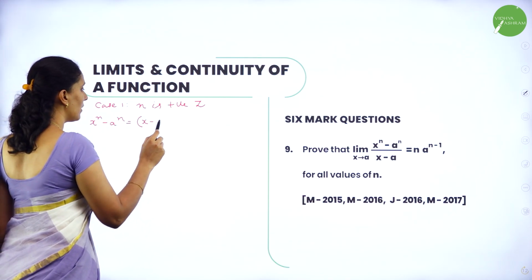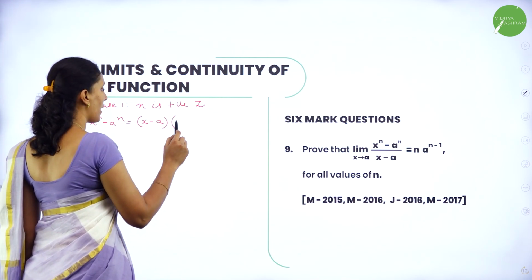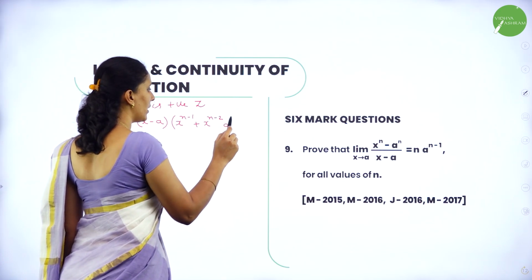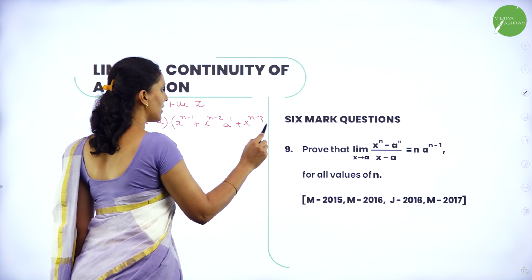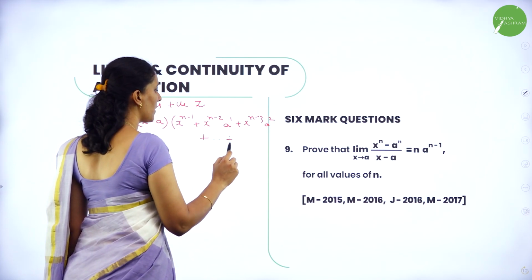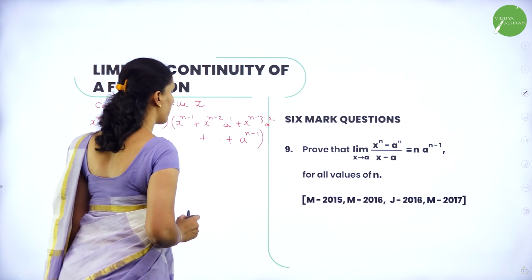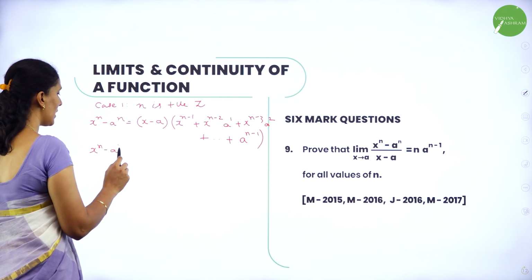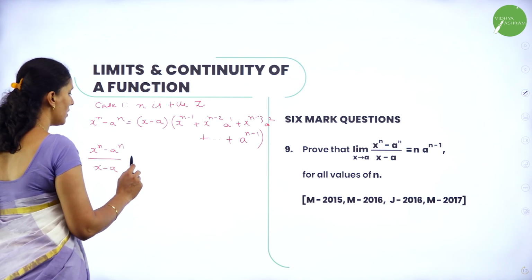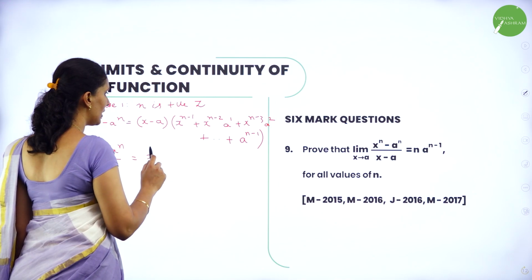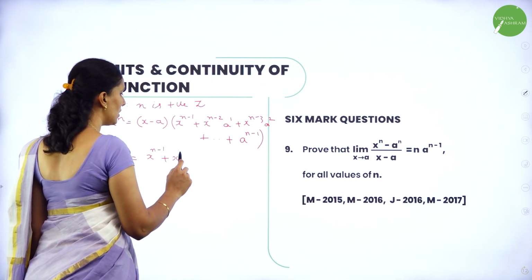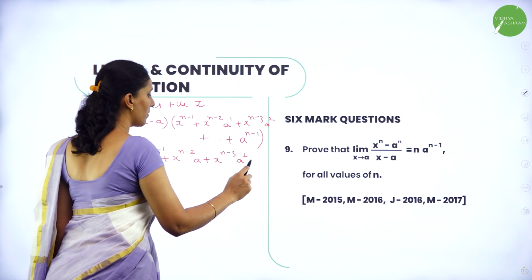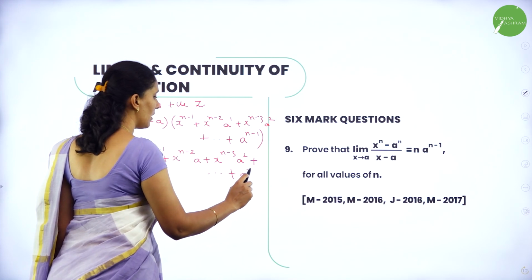So from the binomial theorem we can write the expansion in this form: (x minus a) times (x to the power n minus 1, plus x to the power n minus 2 a, plus x to the power n minus 3 a square, plus etc., plus a to the power n minus 1). So now here divide throughout by x minus a, then we'll get (x to the power n minus a to the power n) divided by (x minus a). So dividing by x minus a, it gets cancelled. We are left with the terms x to the power n minus 1, plus x to the power n minus 2 a, plus x to the power n minus 3 a square, plus etc., plus a to the power n minus 1.